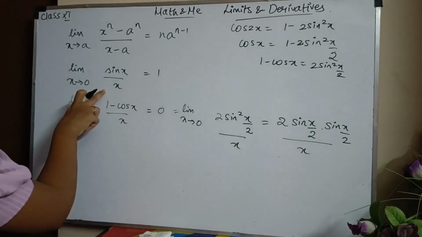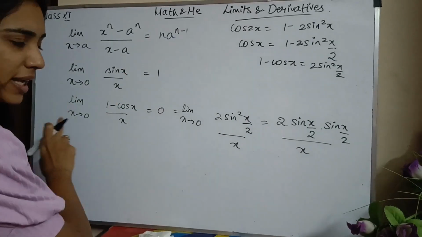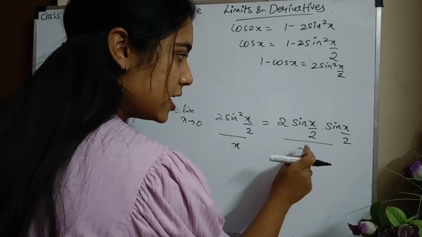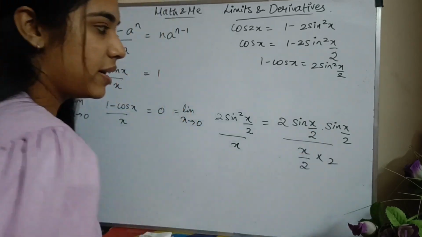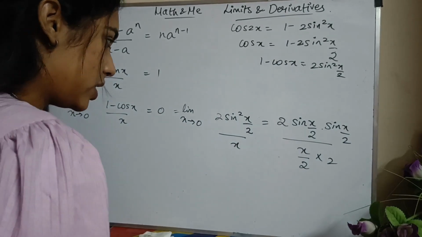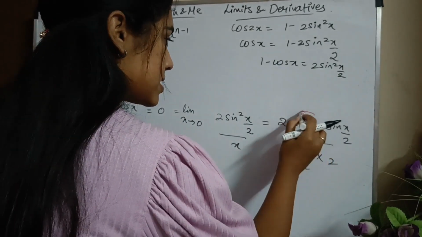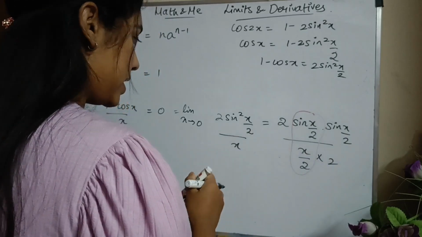Since I know this identity, limit x tends to 0, sine x by x. So I have a sine x term here. What is my coefficient here? It is x by 2. So I can multiply and divide by 2. So this particular term becomes 1. Correct? Sine x by 2 divided by x by 2.